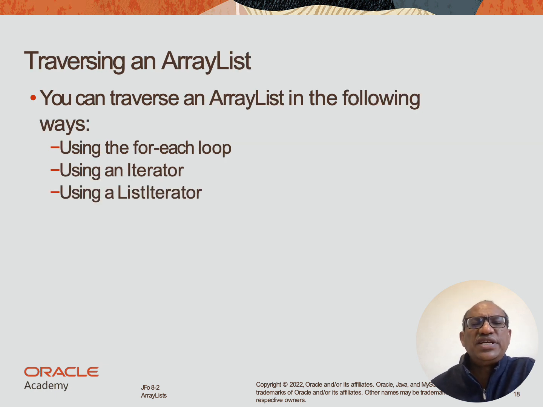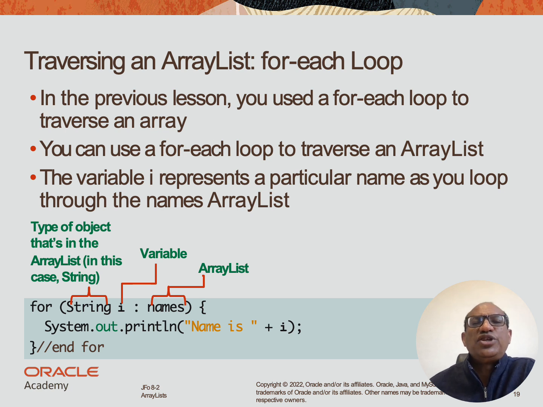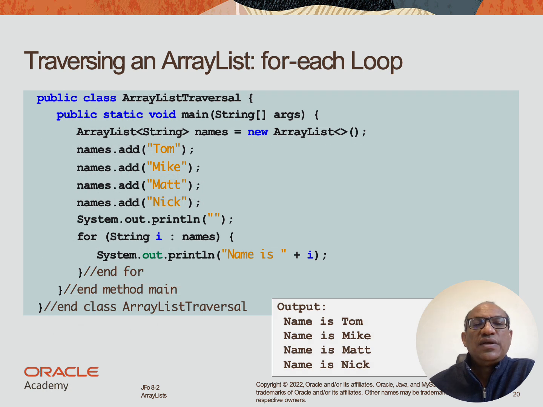Now let's talk about traversing an ArrayList. There are three main ways: for-each loop, iterator, and ListIterator. Each has its use case. Start with the for-each loop. Easy and clean. This is great for reading data, not so great if you need to remove items while looping. In the exercise, try it in ArrayListTraversal.java. ArrayList<String> names = new ArrayList<>(); names.add Tom, names.add Mike, names.add Matt, names.add Nick. for (String i : names) System.out.println("Name is " + i).